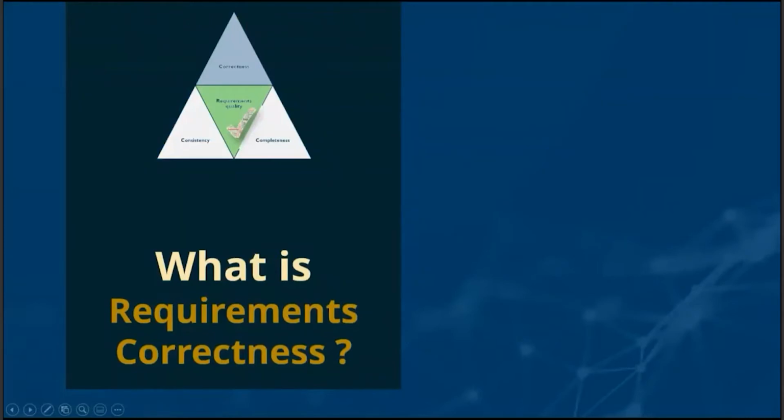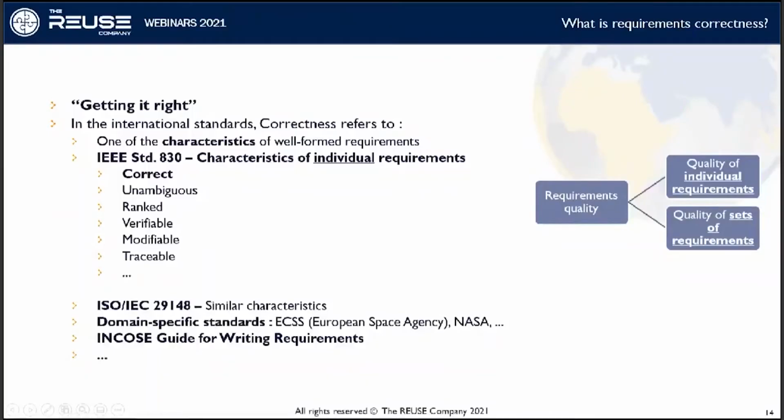Now, if we focus on requirements correctness, let's first define what correctness is in the understanding of the international standards, and also the general definition that we give to correctness. So correctness might be defined generally as getting it right, which is probably the most basic definition that we could have.